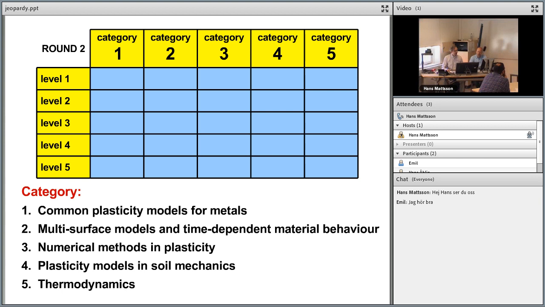Category 3, numerical methods in plasticity. Category 4, plasticity models in soil mechanics. And category 5, thermodynamics. And in round 2, you get 1 point for each correct answer and -1 point if you answer wrong. So 1 point for correct answer, -1 point if you answer wrong. And the levels are the same from easy to difficult here.